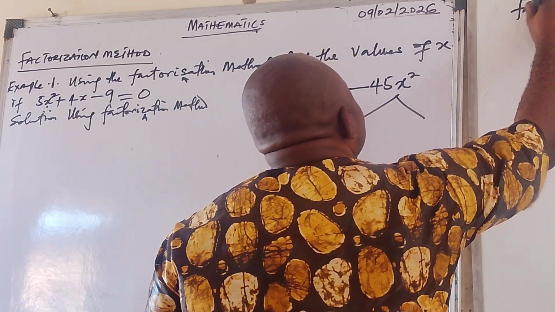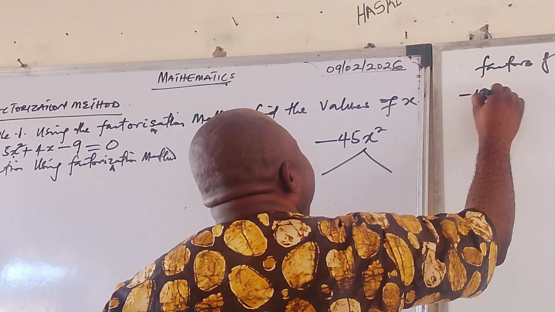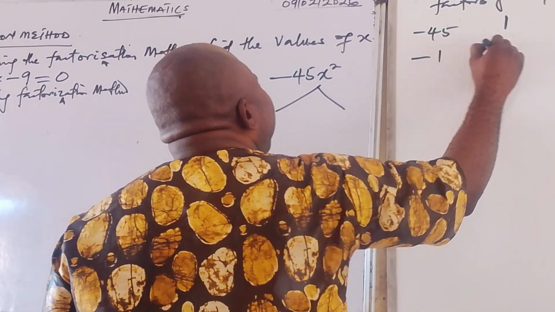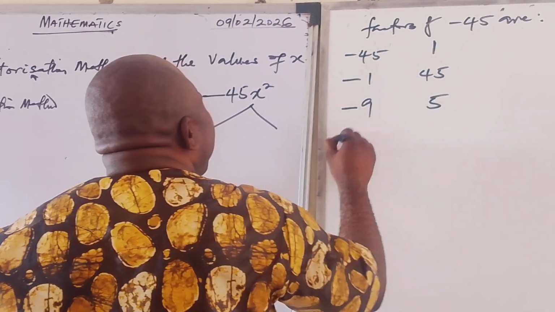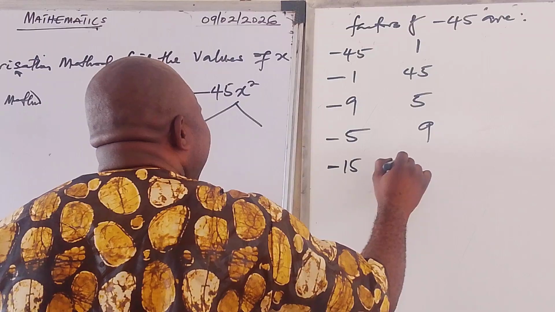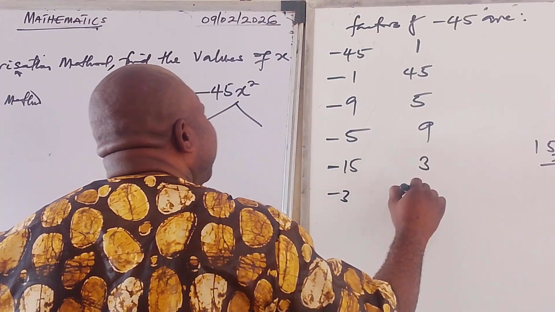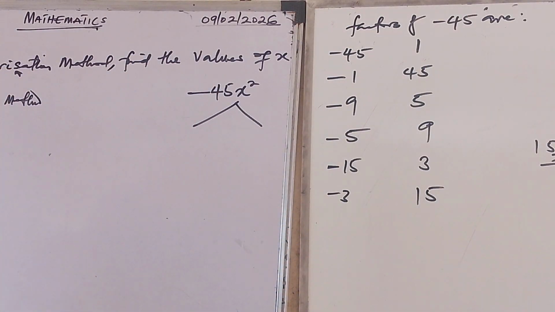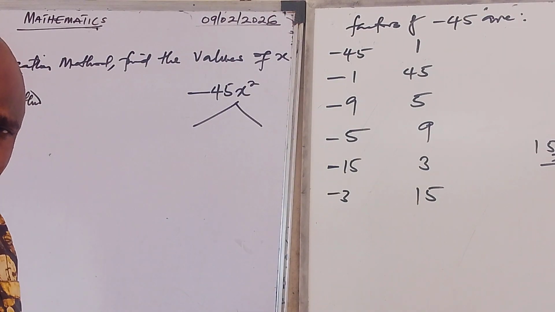Now let's see all the factors of minus 45. The factors of minus 45 are minus 45 and 1, minus 1 and 45, minus 9 and 5, minus 5 and 9. Yes, now we have minus 15 and 3, then we have minus 3 and 15. Now remember, we are looking for two factors that when you multiply, give minus 45x squared, then when you add, give plus 4x.